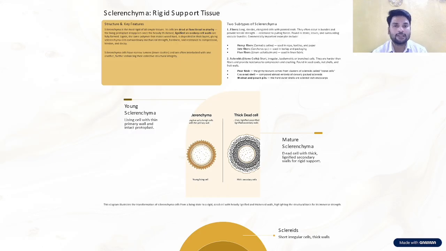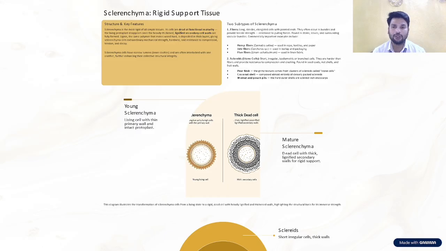And the second is the sclereid, also known as stone cell, which is a short, irregular, isodiametric, branched cell. They are harder than the fiber and provide resistance to compression and crushing, found in seed coats, nut shells, and fruit walls. Pear's gritty texture comes from clusters of sclereids called stone cells. Coconut shell is composed almost entirely of densely packed sclereids. Walnut and peach pits, their hard shells, are sclereid-rich endocarps.